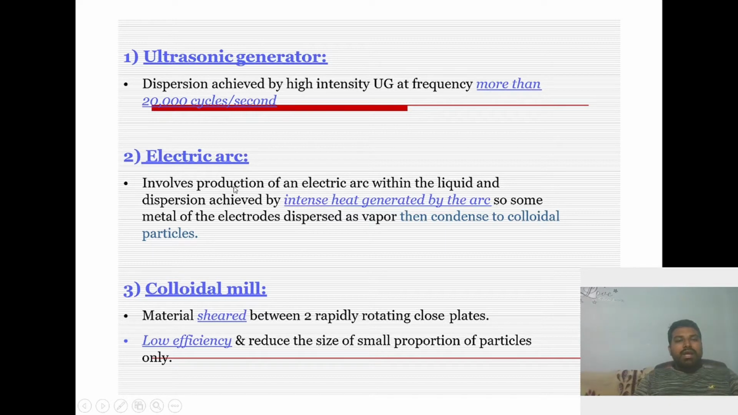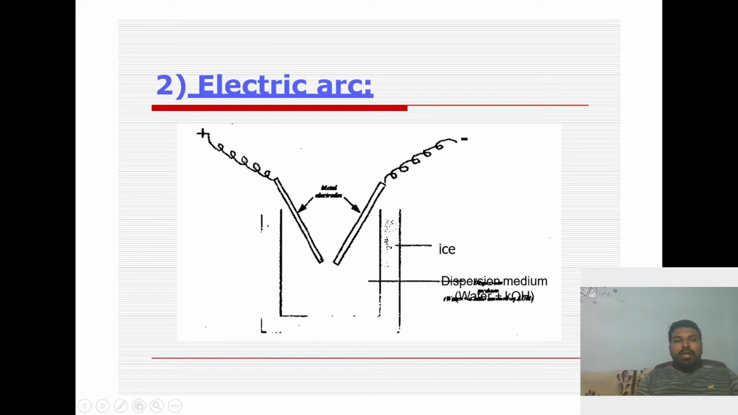Now electric arc involves production of an electric arc within the liquid and dispersion achieved by intense heat generated by the arc. So some metal of the electrodes is dispersed as vapor, then condensed to colloidal particles. A colloidal mill: material sheared between two rapidly rotating closed plates, low efficiency and reduces the size of only a small proportion of particles. This is electric arc. This is dispersion medium and this is ice.